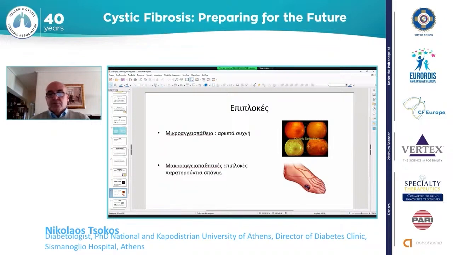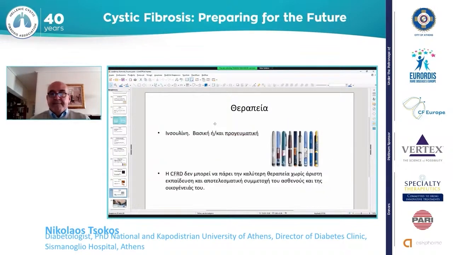Out of the complications of diabetes, for diabetic patients type 1, type 2, we have diabetic retinopathy, vasculopathy, diabetic foot, etc. For CFRD patients, we have microvasculopathy, which is quite frequent, as well as the macrovascular complications that are quite rare.